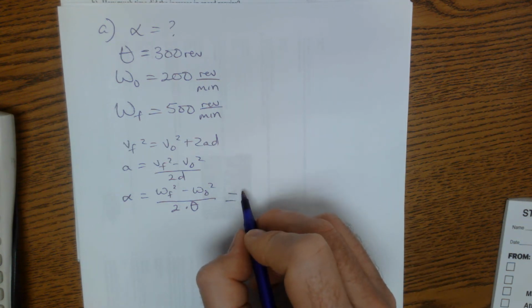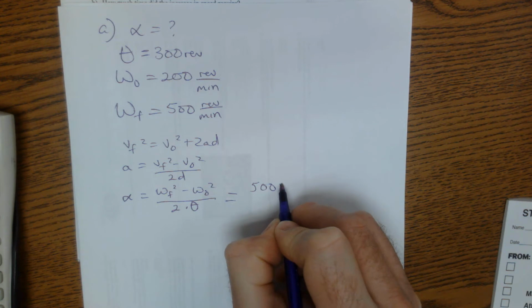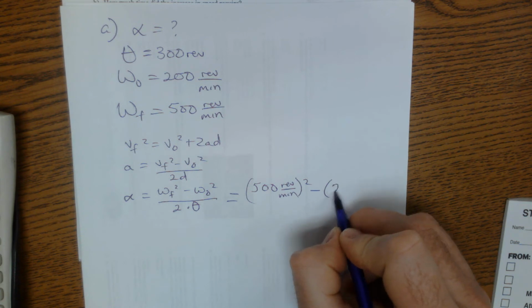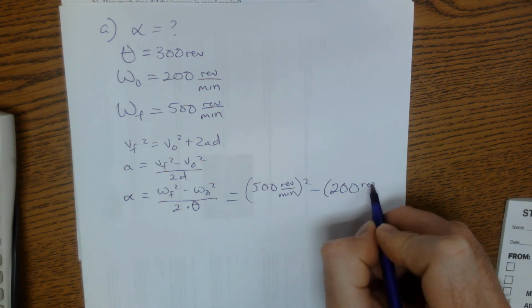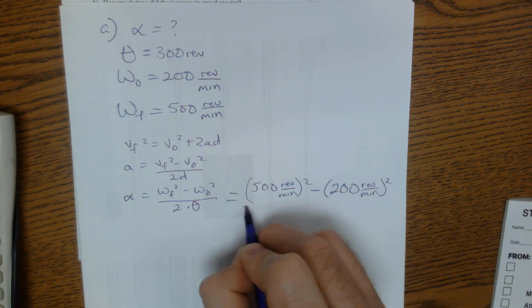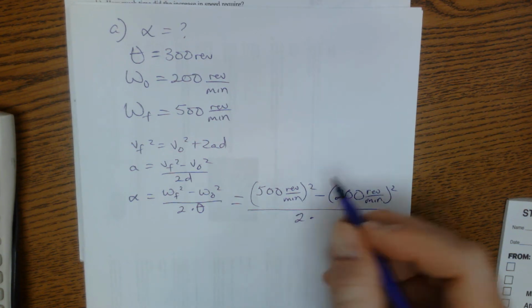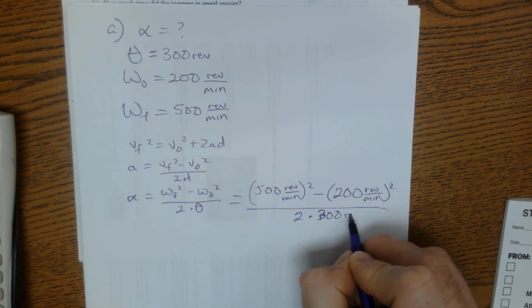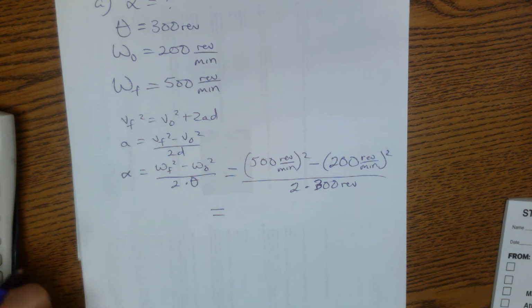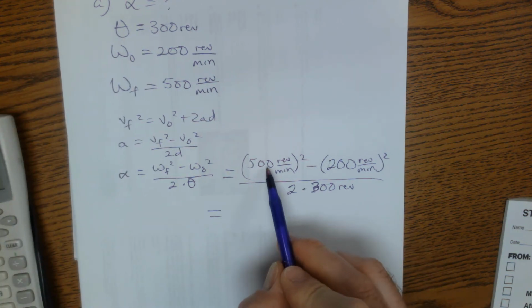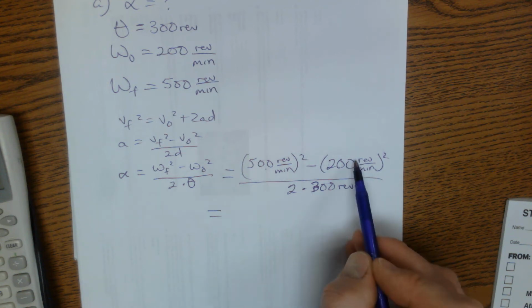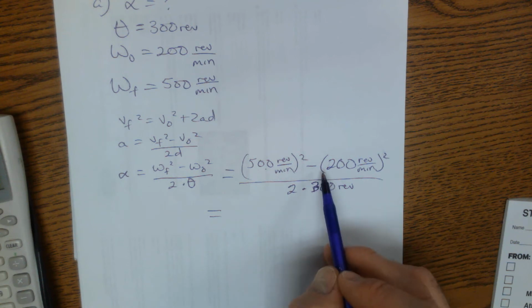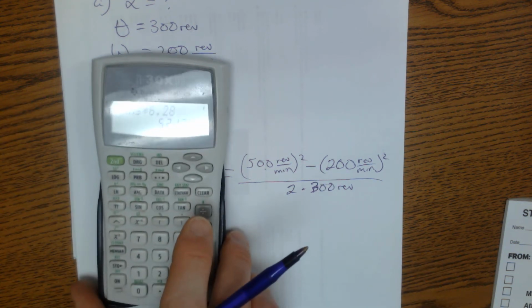So now let's go ahead and plug it in and work it. So the final angular velocity was 500 squared minus the initial squared all over 2 times 300 revolutions. Okay, so don't make this mistake. Don't take 500 minus 200 and then square the result of that. You need to square these before you do your subtraction. Otherwise, you will get the incorrect answer.